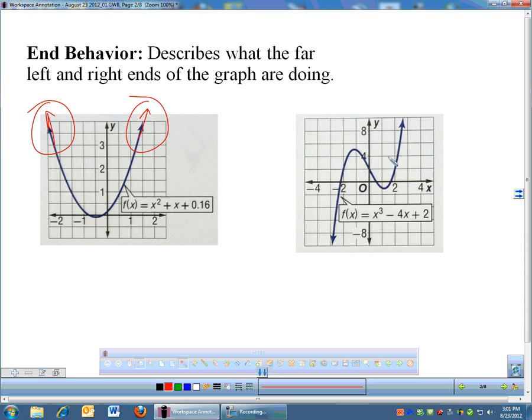This one, some funny stuff going on in the middle, but if I look at the far left end, the left end's going down, far right end is going up. And you could have other combinations also. You could have a graph where both ends go down, with some crazy stuff in the middle. Or you could have one that starts up high and ends up going down. So we have those four different options. And right now we're going to be dealing with end behavior of polynomials.